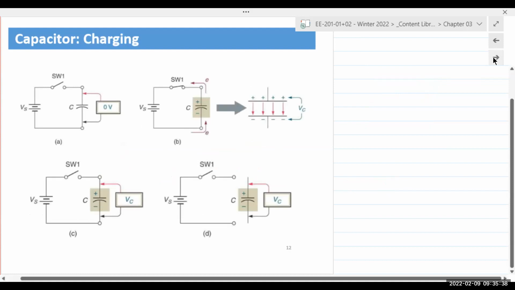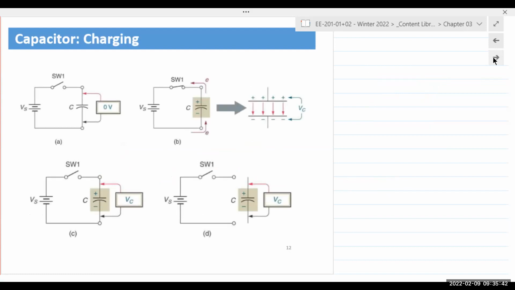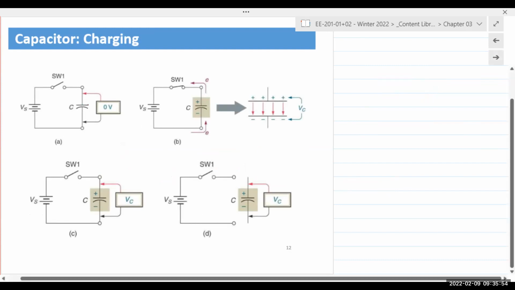So how does it actually work? Well, a capacitor has two plates separated by an insulating material. The first thing you should understand is that current cannot actually go through a capacitor. Just simple physics. You have an insulating material, so current cannot actually go through a capacitor, at least not physically.